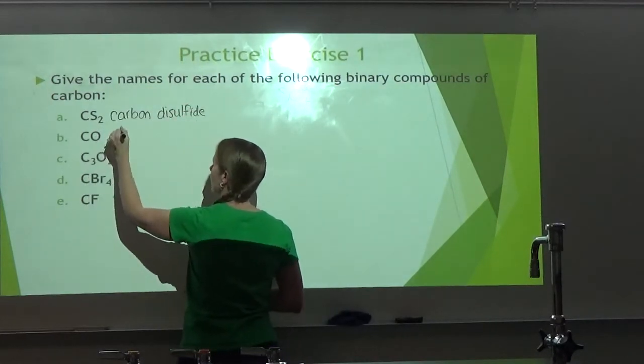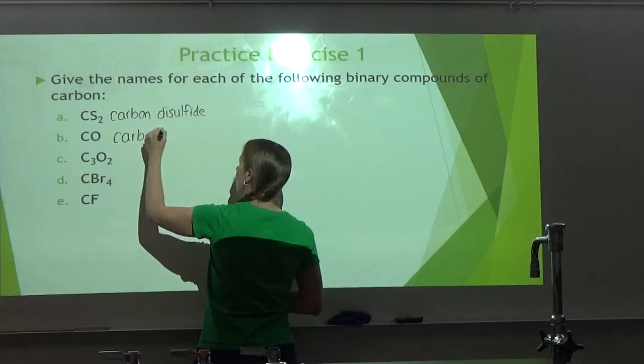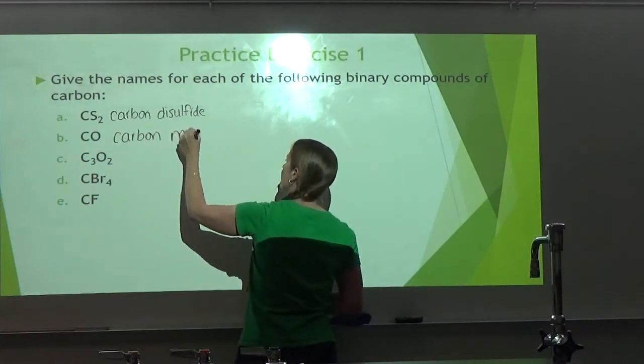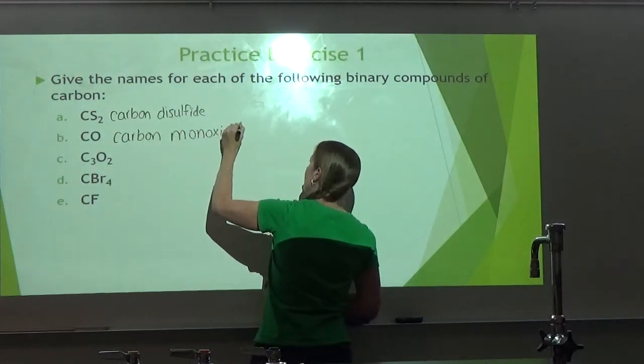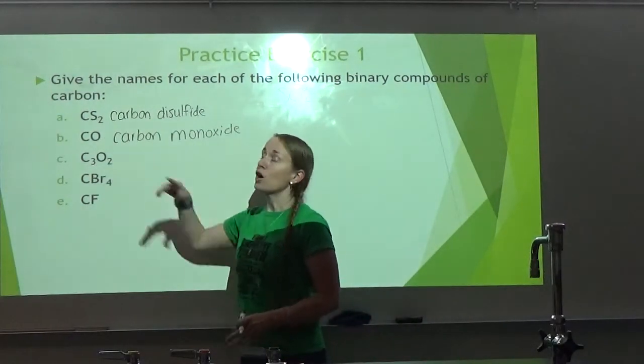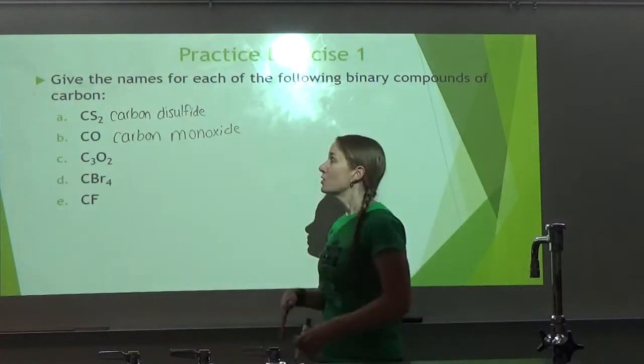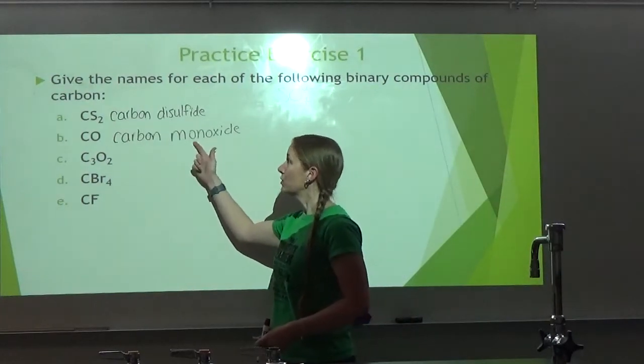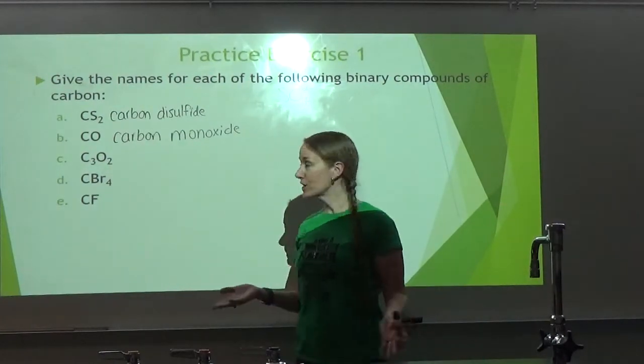Next one, we have one carbon, so it would be carbon. 1 oxygen is monoxide. Okay, so y'all, we do have a prefix of 1 for a reason. The second element always needs a prefix. So that's why 1 is available. You just never need to use mono on the first element.